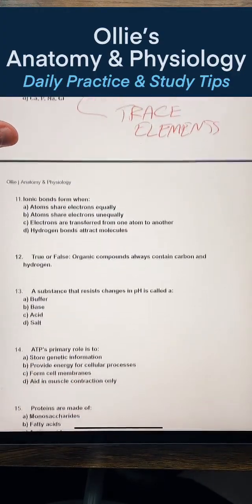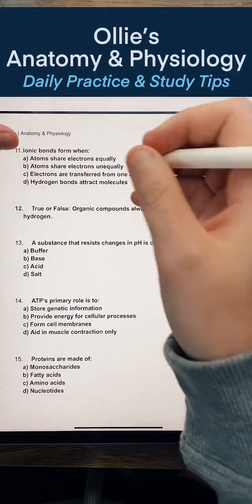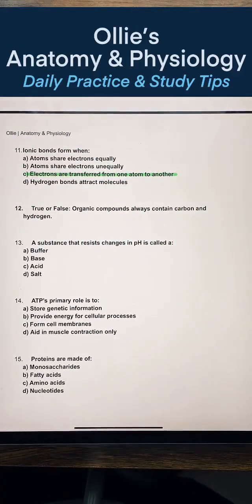Number 11 is going to ask, ionic bonds form when what? The answer here is going to be C. It is when electrons are transferred from one atom to another.